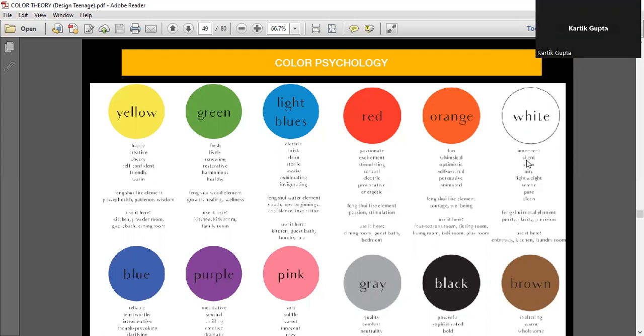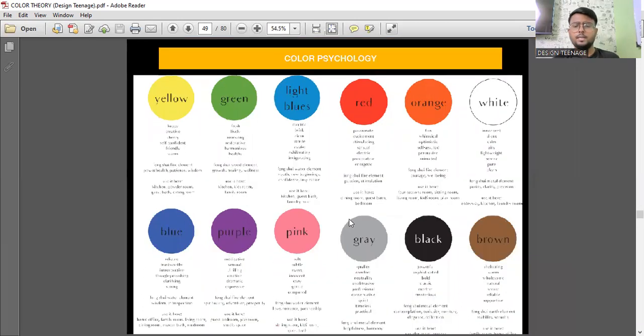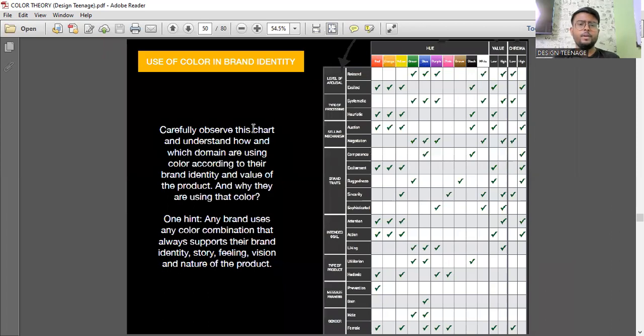We will not read through all these texts. Let's move over to the next page and understand that. After that, we will understand through examples how different colors help us achieve different color values. Carefully observe this chart and understand which domains use which colors according to their brand identity, the value of the product, and why they are using the color.